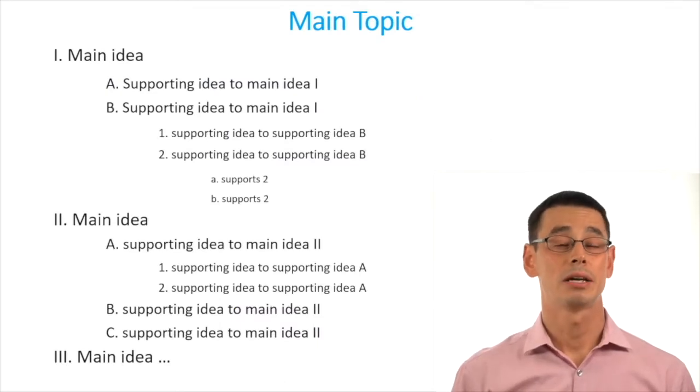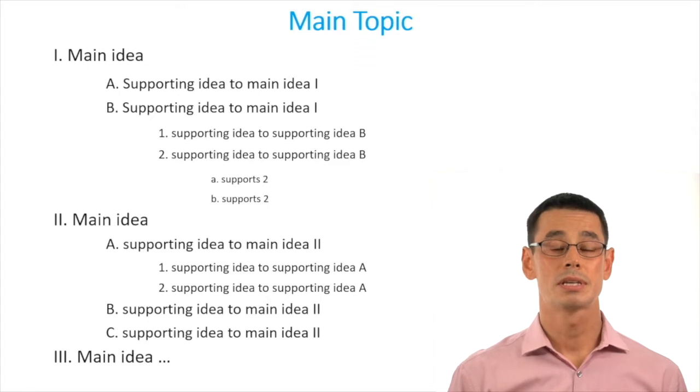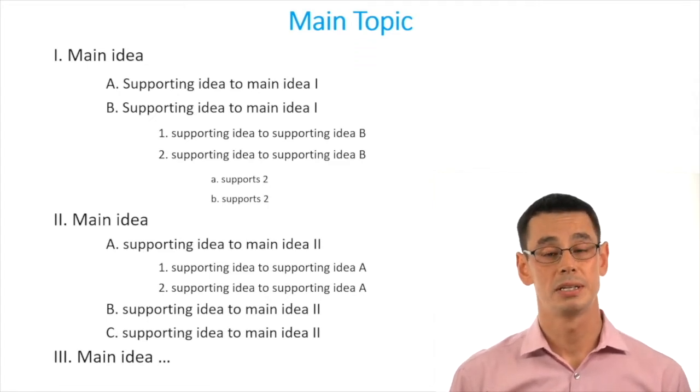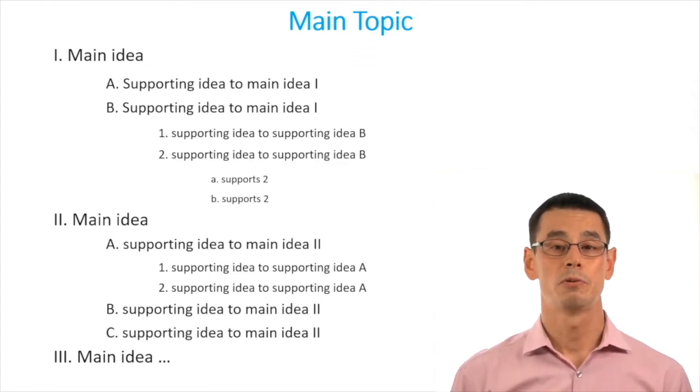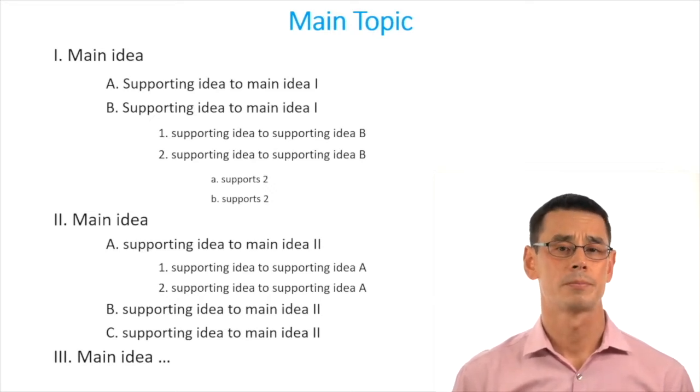This is a basic outline format. Up at the top, you have your main topic. Then, to the side, you have your three main supporting ideas. These are usually shown with Roman numerals. So we have I, II, and III.